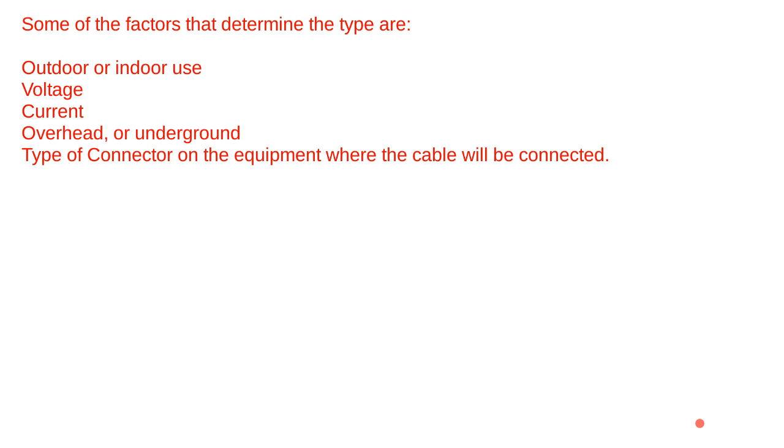And then the other factor we said is how you're going to lay your cables. Are they going to be overhead or underground? And then the type of connector on the equipment where the cable will be connected. So those are the major factors that affect the type of termination that you're going to use. So those are the electrical terminations.